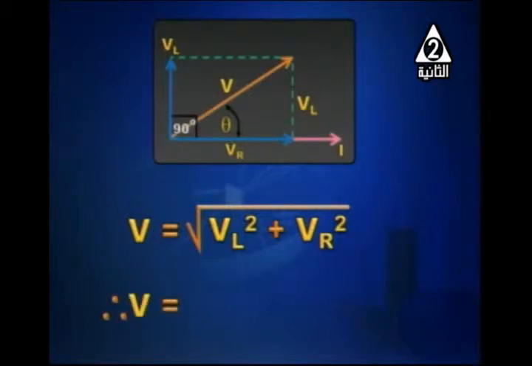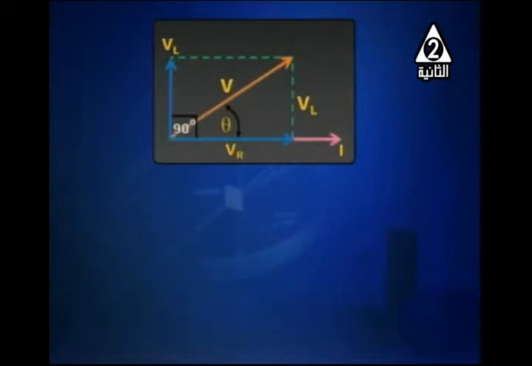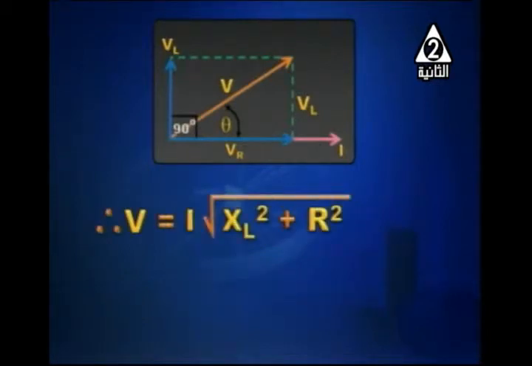We can say V is equal to the square root of VL squared plus VR squared, where VL is equal to the product of I and XL, so VL squared equals I squared XL squared. And VR is equal to the product of I and R, so VR squared equals I squared R squared. Of course, I squared will be taken as a common factor, and out of the square root will be I. So V equals I times the square root of XL squared plus R squared.